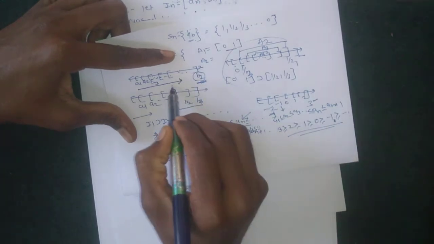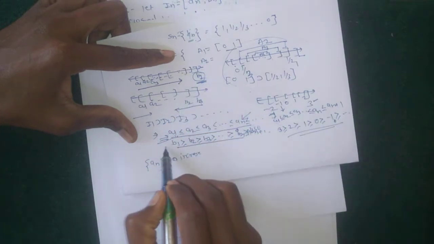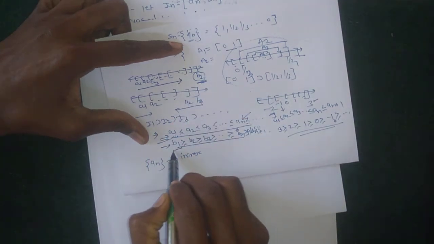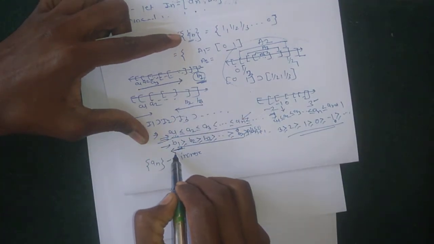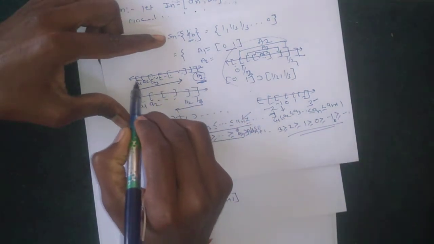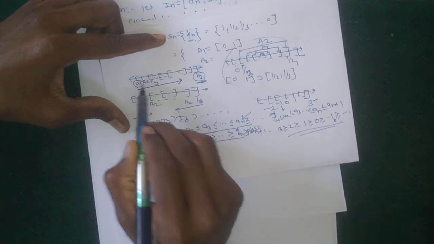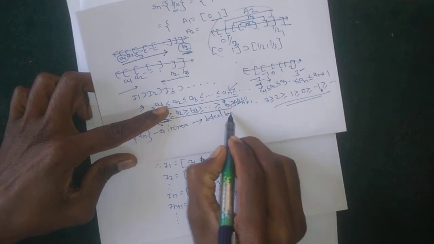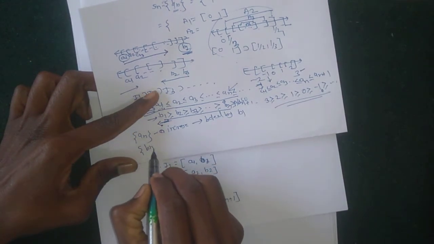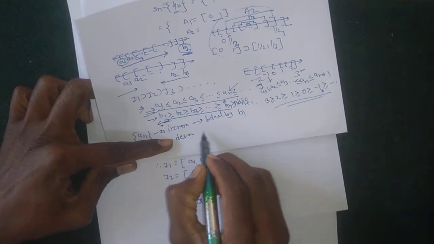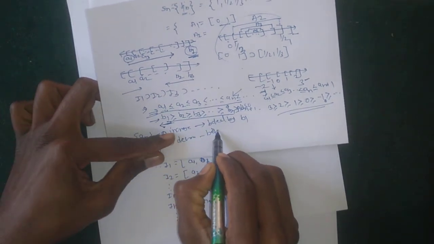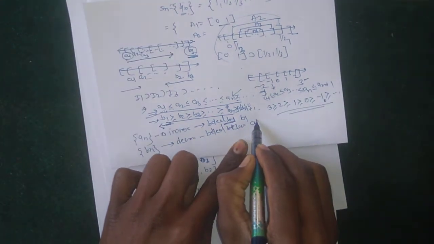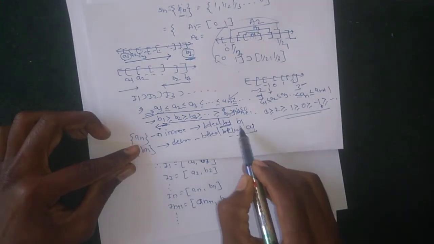So this sequence is bounded above by b1. Similarly, the second sequence bn is a decreasing sequence, and this decreasing sequence is bounded below by a1. So the sequence an is bounded above by b1, and the sequence bn is bounded below by a1.